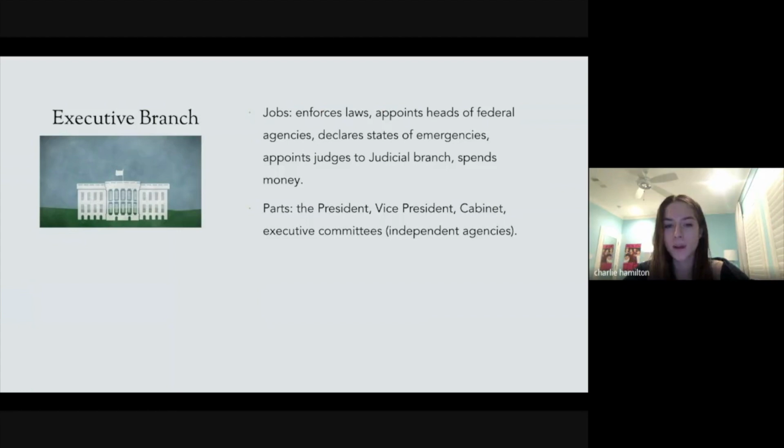The first branch we're going to focus on is the executive branch. What do you think of when you think of the executive branch? Most people would probably say the president, as they are in charge of the executive branch. The executive branch's job is to enforce laws made by other parts of government, choose the leaders of other federal agencies who aren't elected, declare states of emergencies, appoint judges to the judicial branch, which we will learn about later, and spend money for the country. Aside from the president, the executive branch consists of the vice president, the cabinet, which is the president's advisors, or people who help the president, and executive committees.